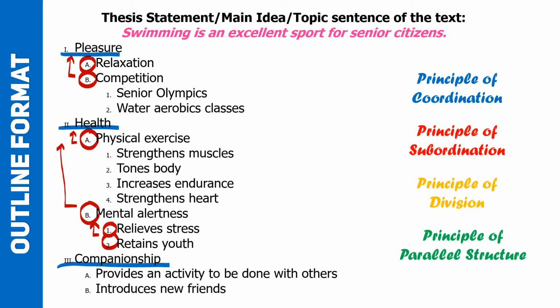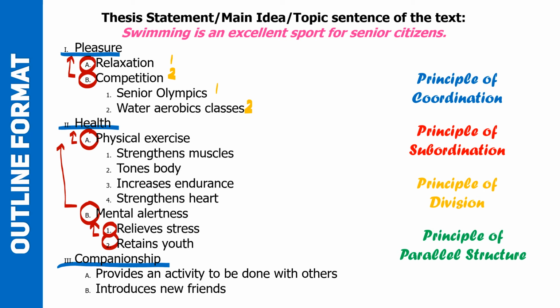Okay, subordination. Then let's go to the principle of division. The principle of division states that if there is a letter A, there must also be a letter B. If there is a 1, there is a 2. Notice here that each group or cluster has more than one item. Example, under pleasure, instead of just writing relaxation, you have another idea: relaxation, competition. So at least two.